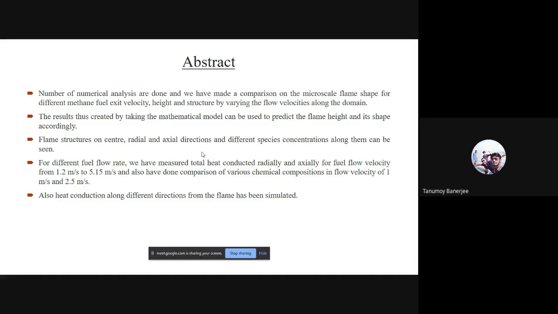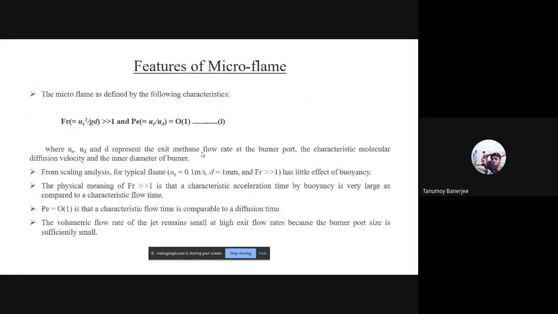Next, the features of microflame. Microflame is governed by two non-dimensional numbers. The first one is the Froude number, which is the ratio of inertial force to gravitational force, and also the Peclet number. For the microflame, if the velocity of the exit fuel is of the order of 1 meter per second or 0.1 meter per second, then we can neglect the gravity effect because the denominator comes out negligible compared to the numerator.